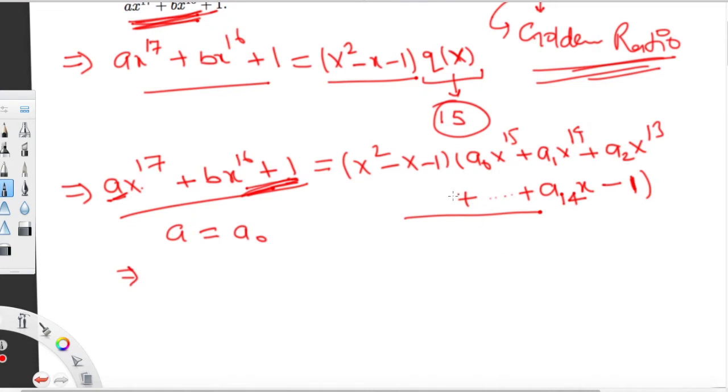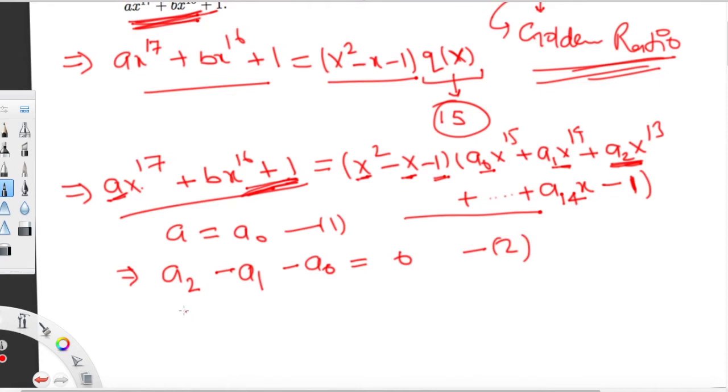The coefficient of x^15 would be what? This term would multiply this term, so I get minus a0. First I note x^2 will contribute to make x^15 with multiplication of this number, so I get a2. Negative x will get multiplied with this number, I get minus a1. Minus 1 will get multiplied, minus a0, is equal to 0. Call this equation 1, and this equation 2.